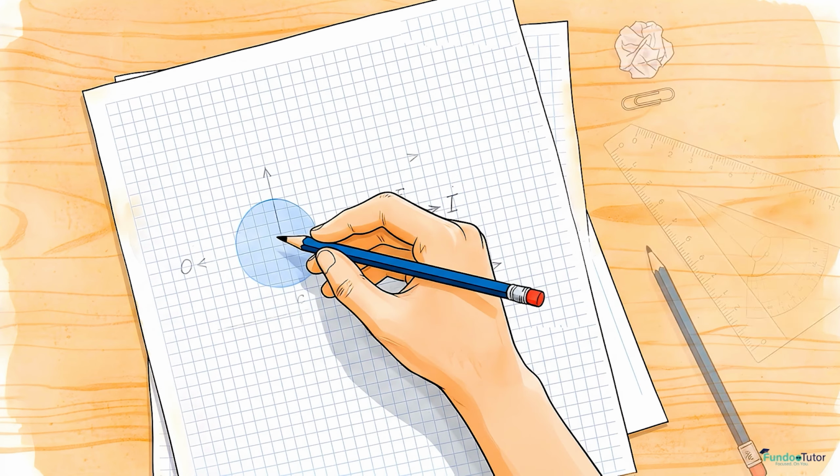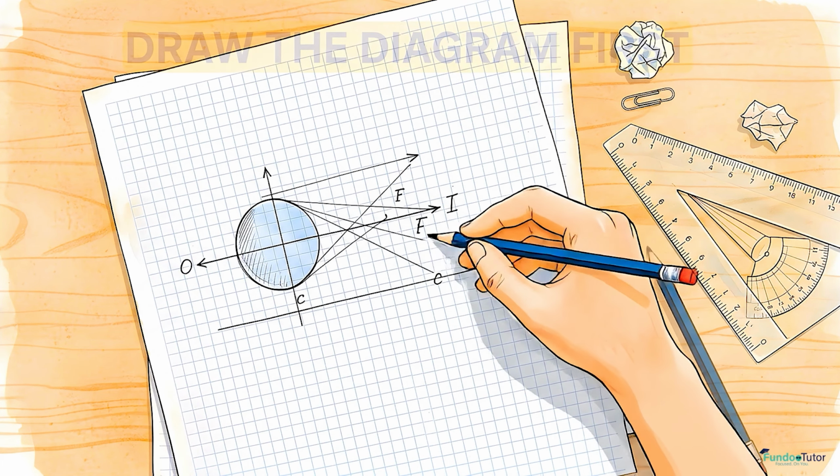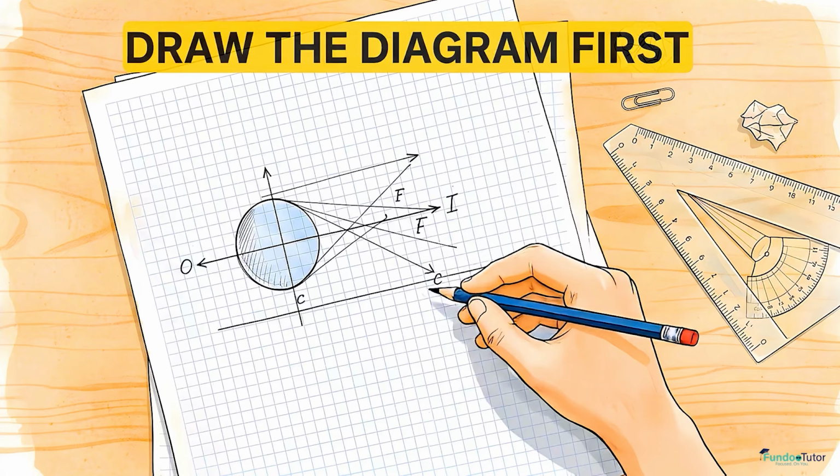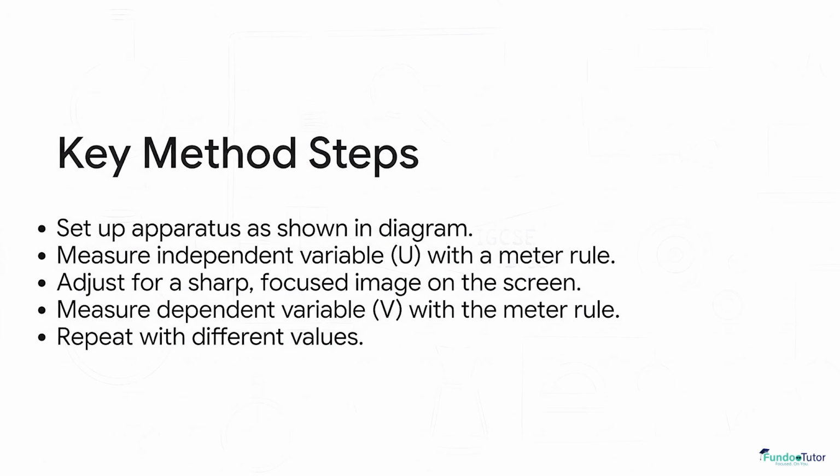So, where do you even begin? My number 1 tip is this: always start by drawing the diagram. Don't even think about writing a single word yet. Drawing the setup first forces you to visualize the entire experiment, and that makes writing the step-by-step method so much easier. Once your diagram is done, your method pretty much writes itself. You just describe what you drew.